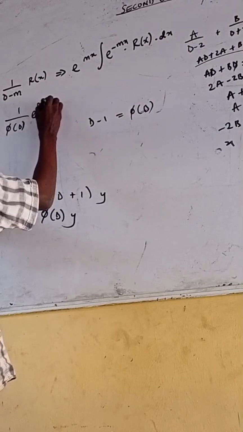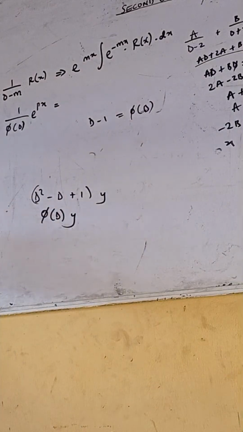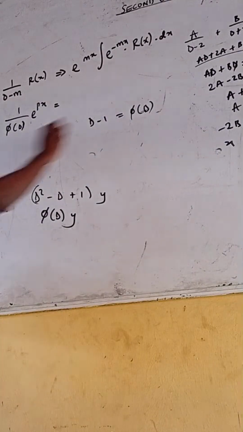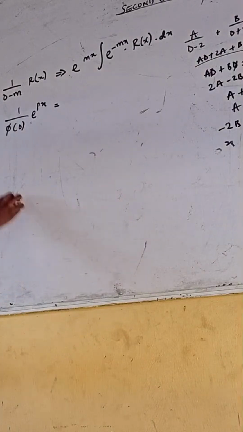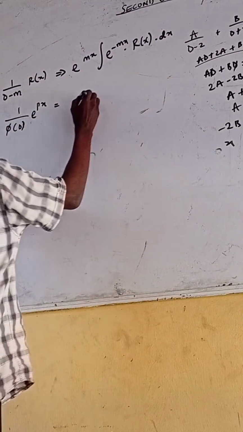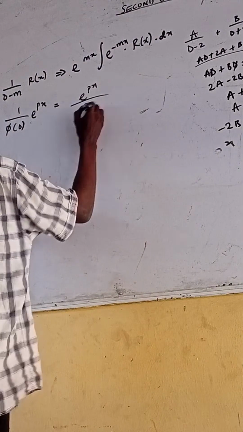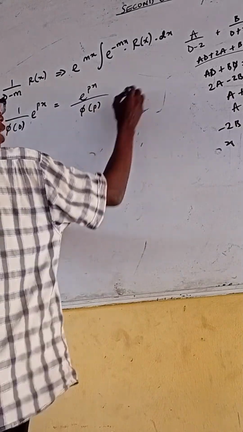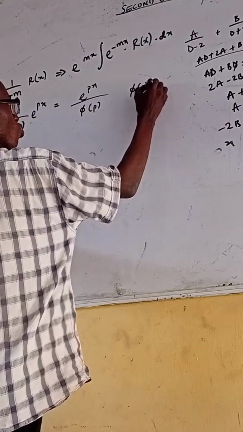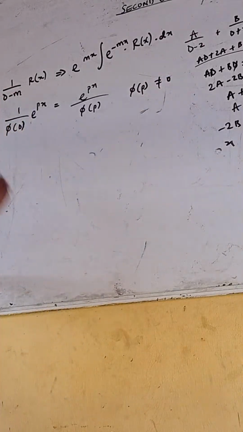1 over phi of D of e raised to power px is used to find particular solutions. It's a very quick way of finding particular solutions. It is equal to e raised to power px over phi of p. I'm going to give an example. And your phi of p must not be equal to 0, please. This is the second one.